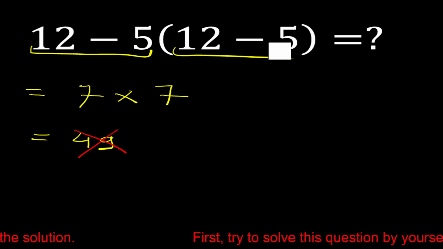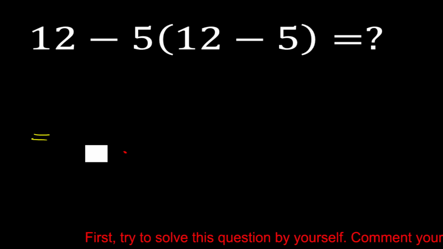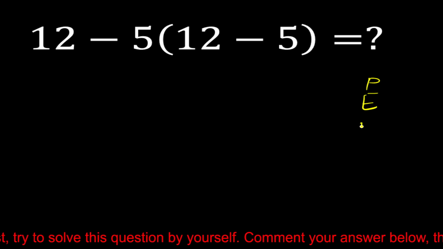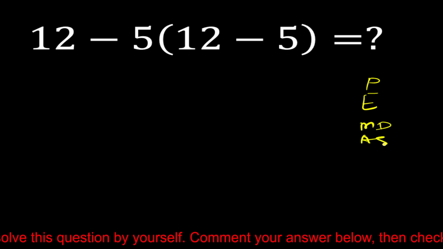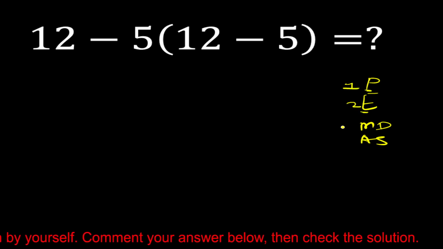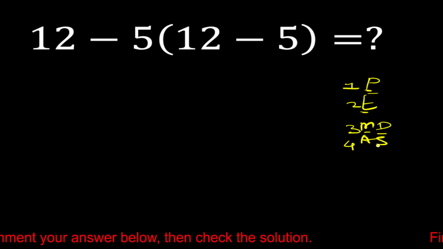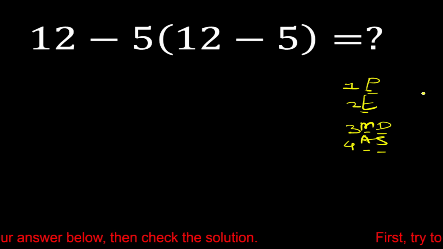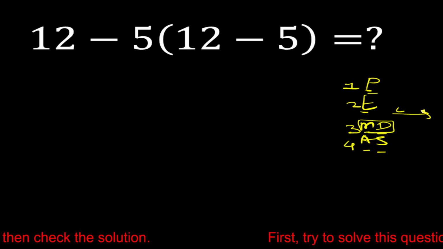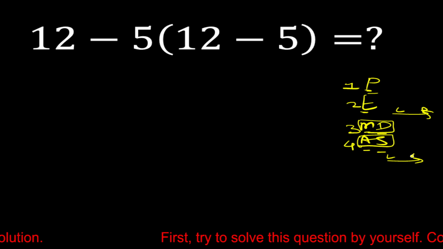Okay. So now let's solve this problem correctly by using the PEMDAS rule. PEMDAS. According to the PEMDAS rule, first priority is parenthesis, then second priority is exponents, then third priority is multiplication and division, and then fourth and last priority is addition and subtraction. Here multiplication and division both have equal priority, so we have to solve it from left to right. And also addition and subtraction both have equal priority, so we have to solve it from left to right.